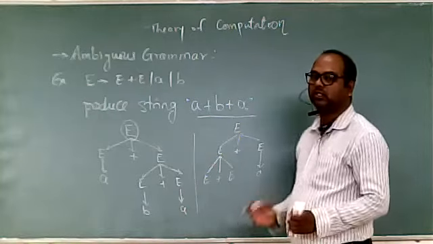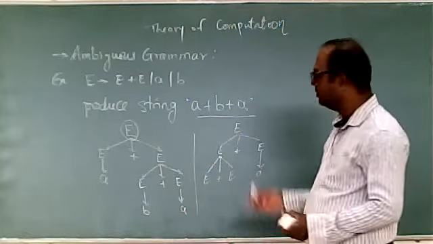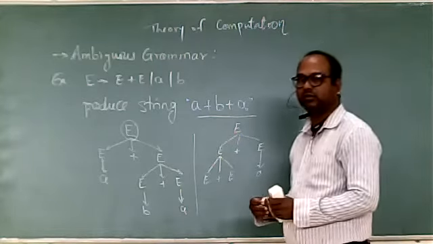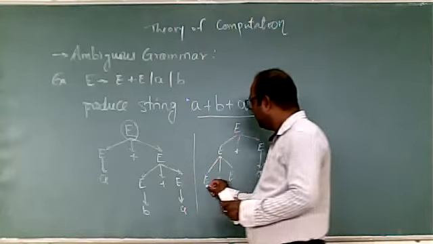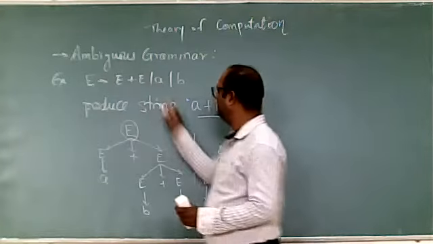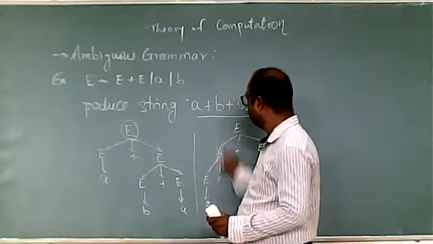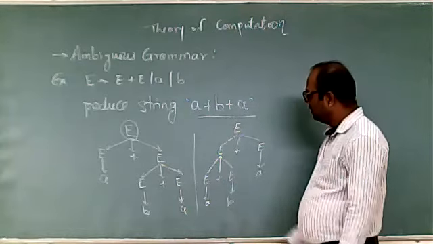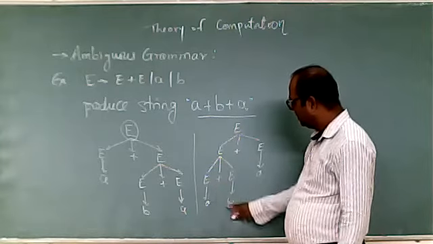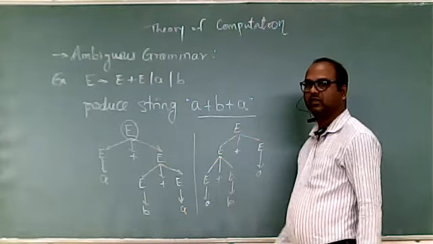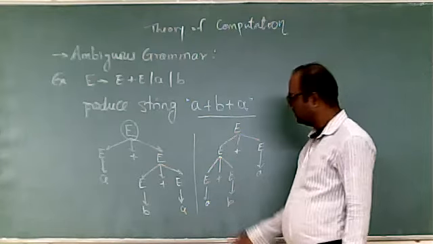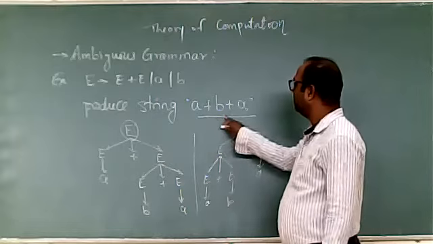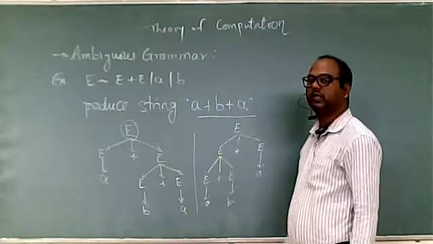Because I can use any production as per my requirement. So whichever will suit for generating my string, that production I will try to use. Now this E, again, I will use A because this string I want. And for this, I will use B. Now my string will be A plus B plus A. Terminals will generate the string A plus B plus A. So this is the string I am getting.